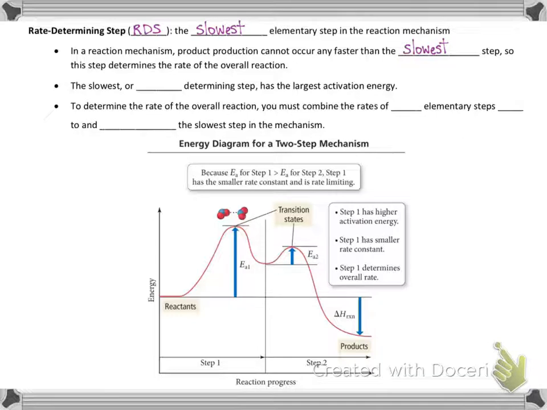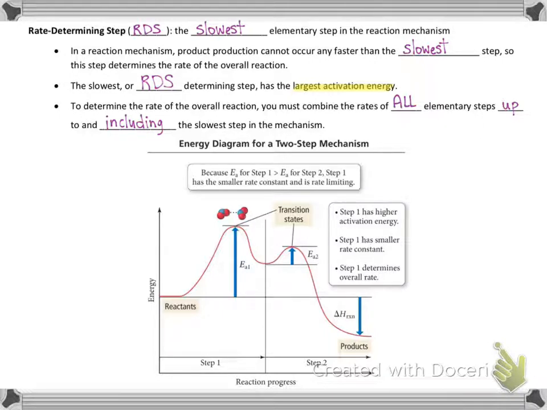It's important to note that the slowest step, aka the rate determining step, or RDS, is the slowest because it has the largest activation energy. Okay, so if you want to determine the rate of the overall reaction, and of course you do, you have to combine the rates of all of the elementary steps up to and including the rate determining step.